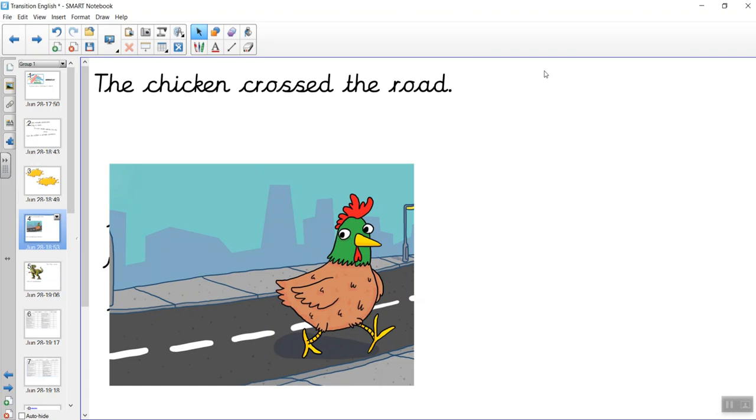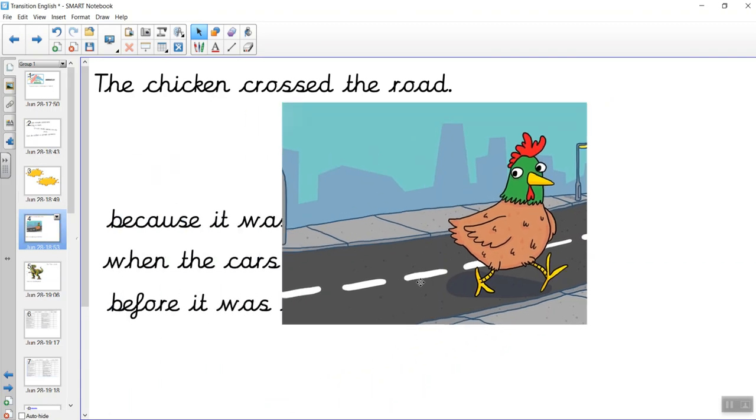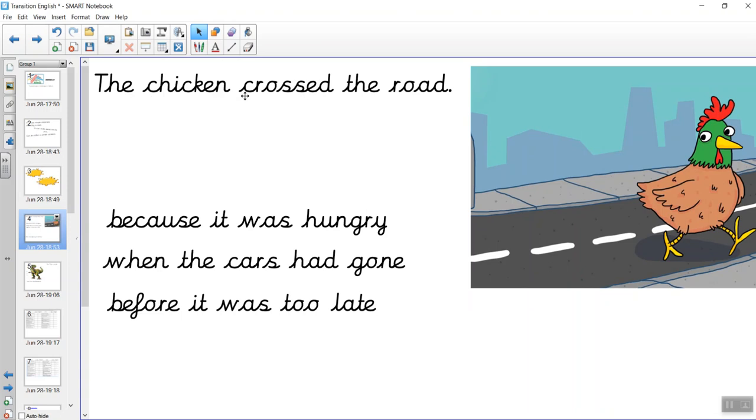Here's my main clause. The chicken crossed the road, and here's my chicken crossing the road. So I can add some additional information to my sentence in terms of a subordinate clause, but remember I must include a verb. So here's some examples. The chicken crossed the road because, subordinating conjunction, you know those, it was hungry. And it was hungry is my second clause.